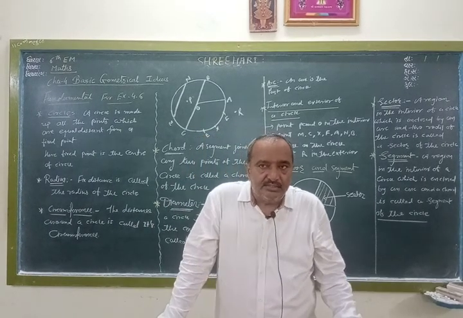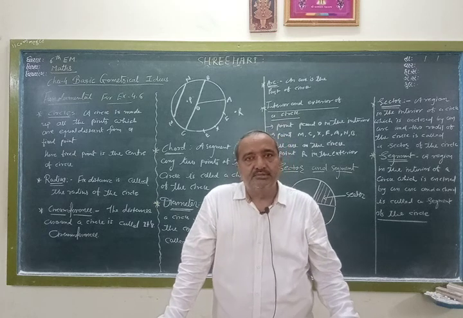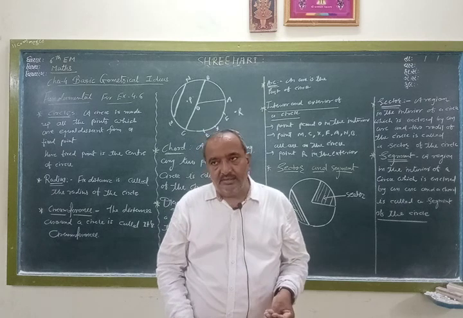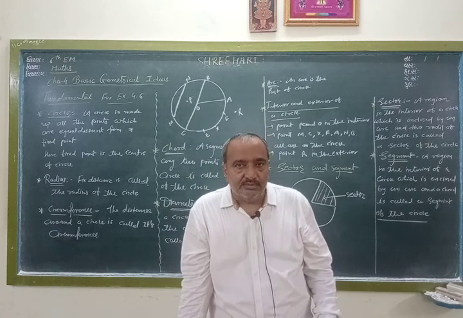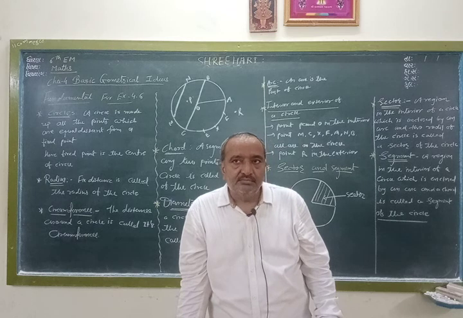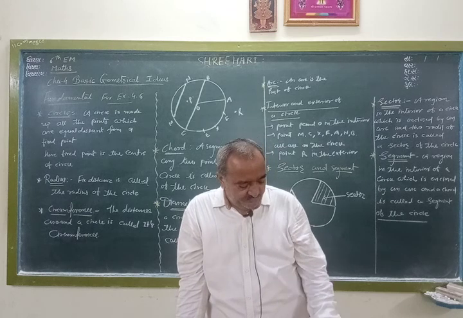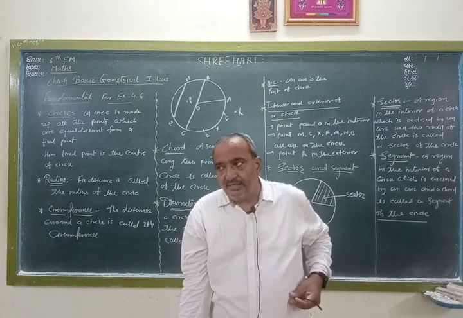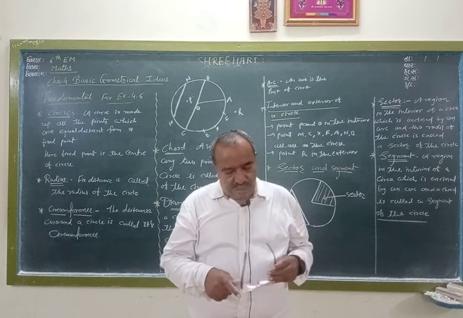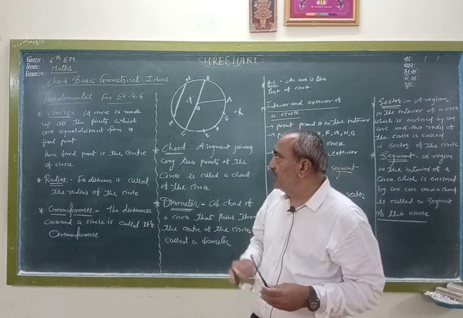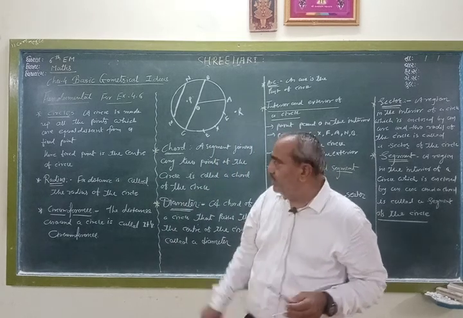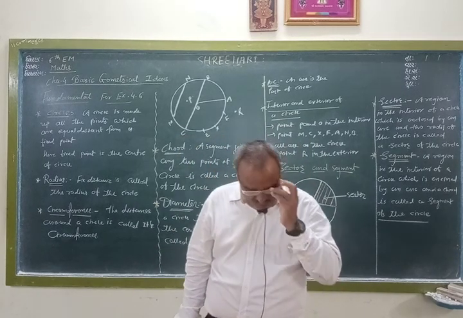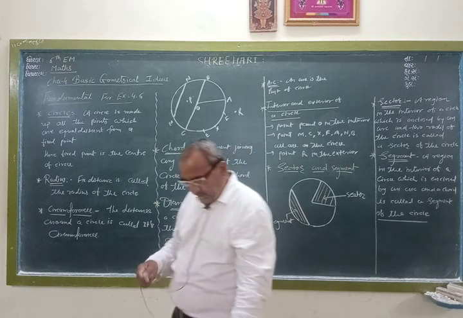In exercise 4.3, we studied about line segment. In 4.4, we studied about triangle. In 4.5, we studied about quadrilateral. And in the next exercise 4.6, we are going to study about circle. So friends, what are the fundamentals about circle?